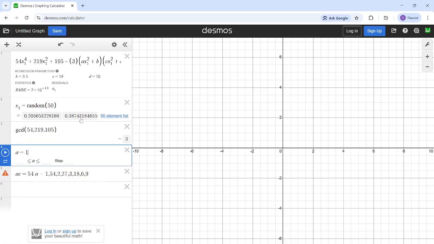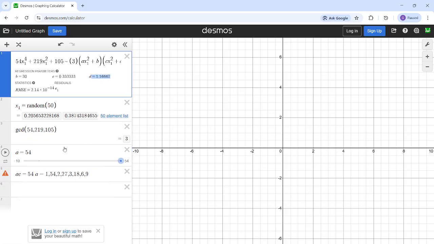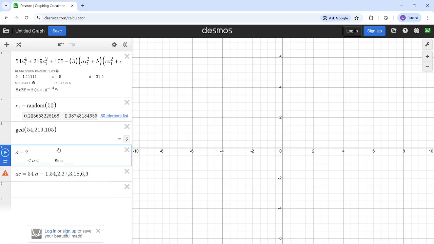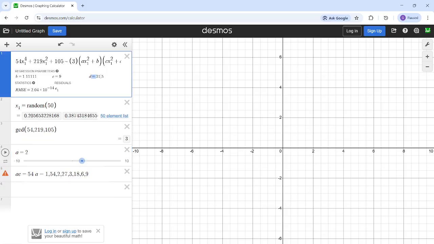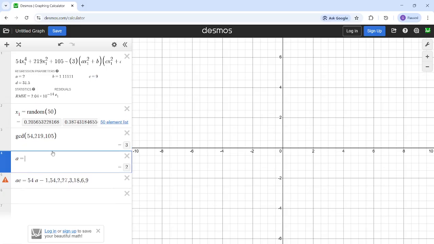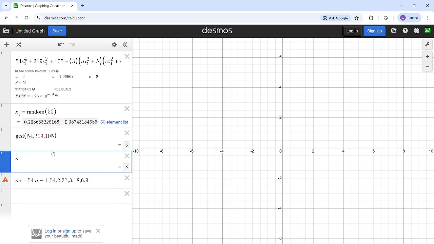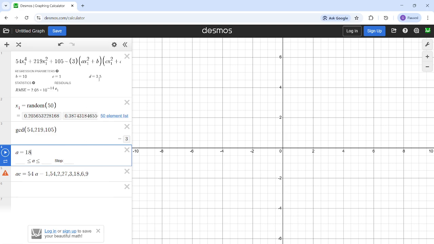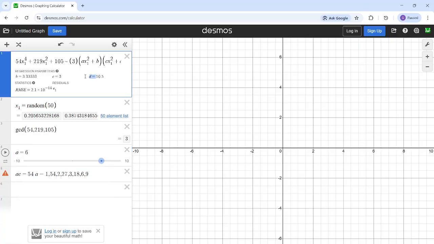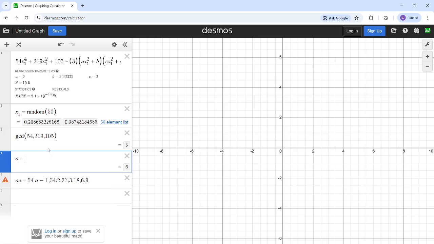Alright? Now, if we put 1 as the value of A, B is still not an integer. So we put 54 then. C and D are not integers. That is why it cannot be the answer. Let's put 2. B is not an integer and D is not. Then 27. Still, C and D are not, and then 3. Now B is not, and then 18. Now D is not an integer. Then 6. D and B are not integers.